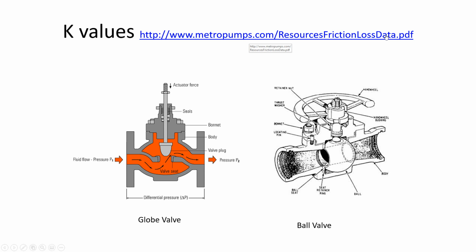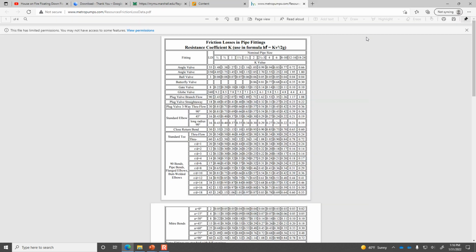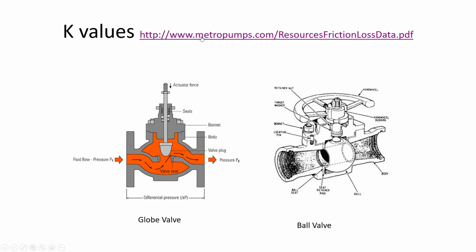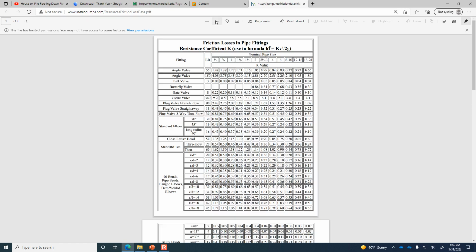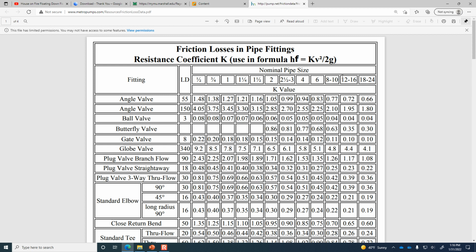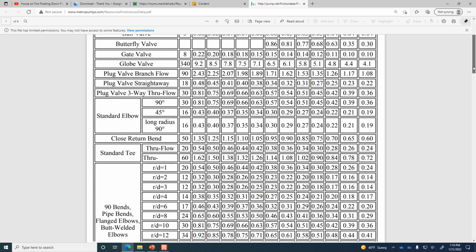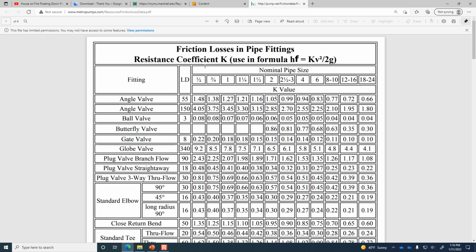This reference, this PDF data table, is a commercially available set of K values. You can see that the link was from Metro Pumps. Metro Pumps is a reseller of valves and pipes and fittings and pumps as well. But they have these K values for a variety of different pipe sizes, and so they make their own line of gate valves and globe valves.